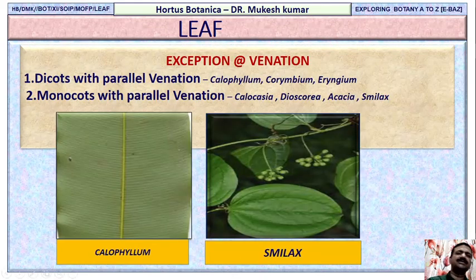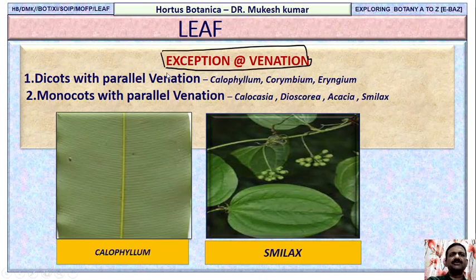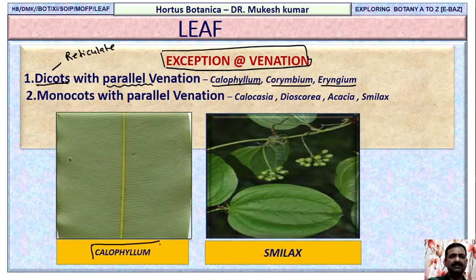Now let's see the exceptions which were asked in a previous AIIMS exam. You might find a dicot plant. Usually a dicot plant will have reticulate venation, mind well. But here they have not reticulate, rather parallel venation. This is very common in Calophyllum, Corymbium and Eryngium. Similarly, see, this is the Calophyllum plant, and this is a dicot plant. So it should have reticulate venation. But see how the veins are there, and all these veins are parallel to each other.